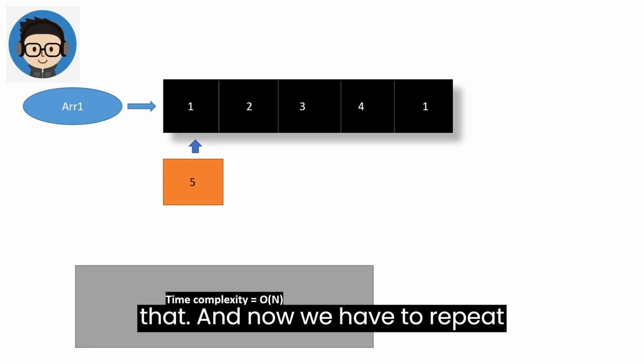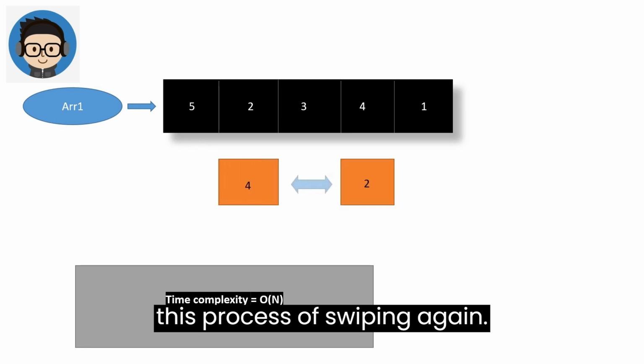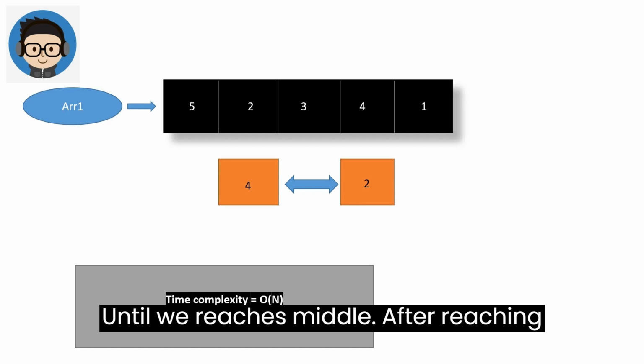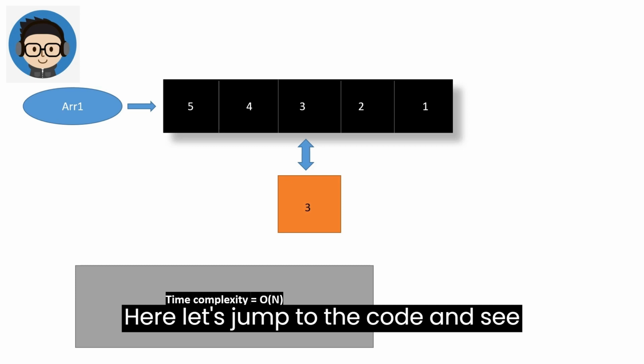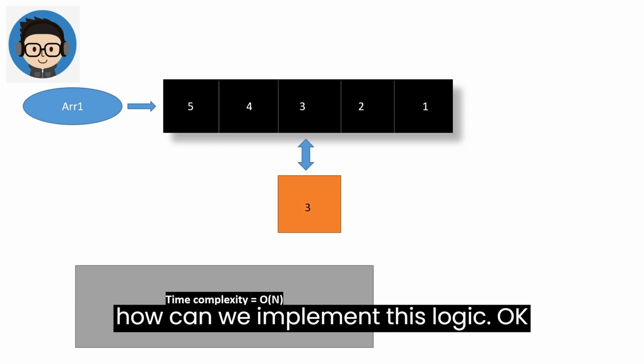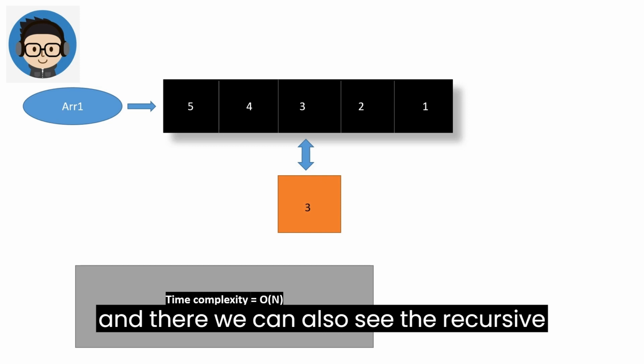And now we have to repeat this process of swapping again until we reach the middle. After reaching the middle, we will end the for loop here. Let's jump to the code and see how we can implement this logic. Okay, and there we can also see the recursive technique, because in interviews they also ask for it.